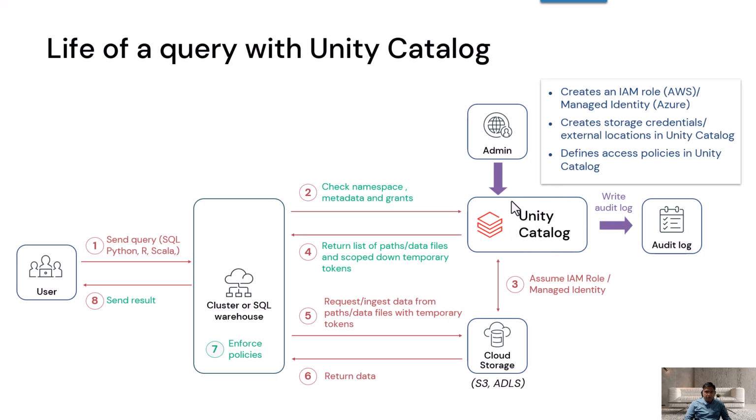Now in Unity Catalog, which is managed by an admin person, at the time of setting up the metastore, he creates an IAM role. In AWS it is called an IAM role, or a managed identity in Azure. Admin user also creates storage credentials or an external location in the Unity Catalog, and based on that it also defines the access policies in the Unity Catalog. So now you have already set up these things.